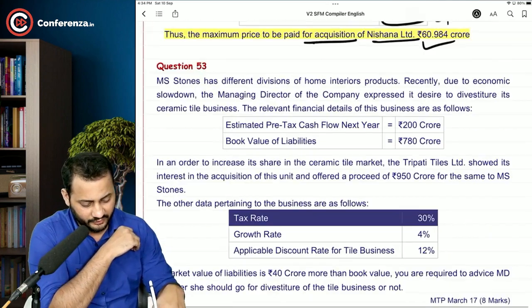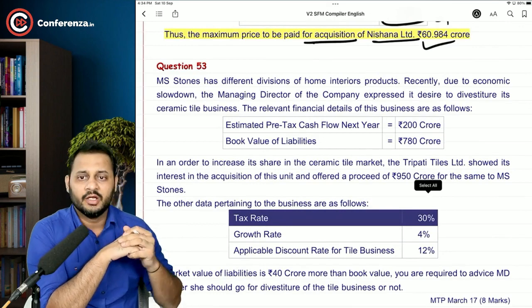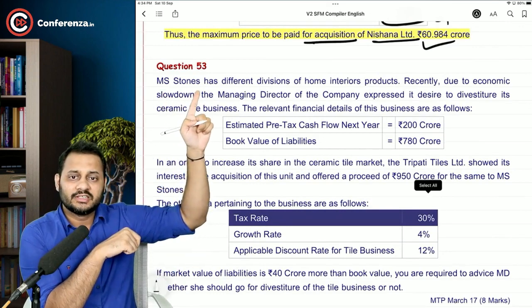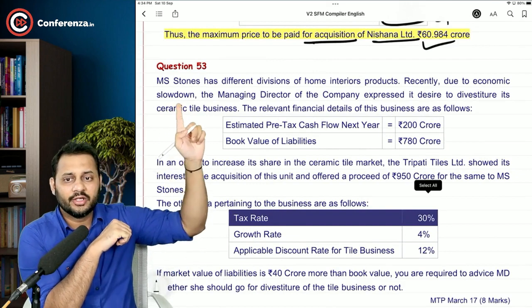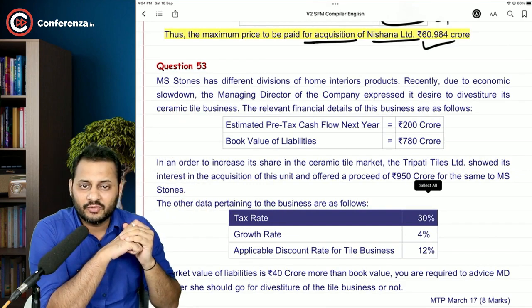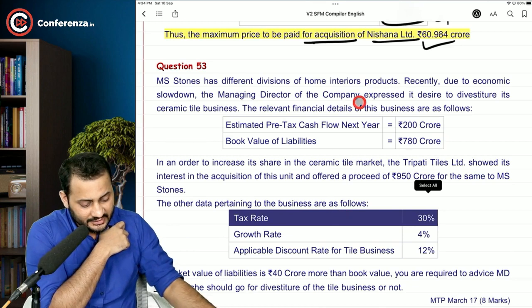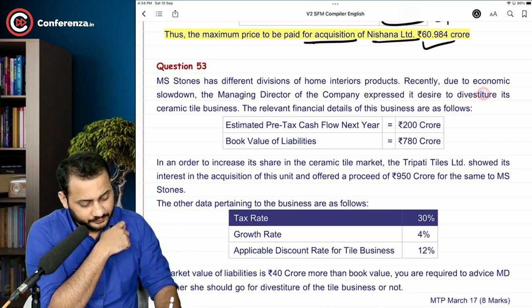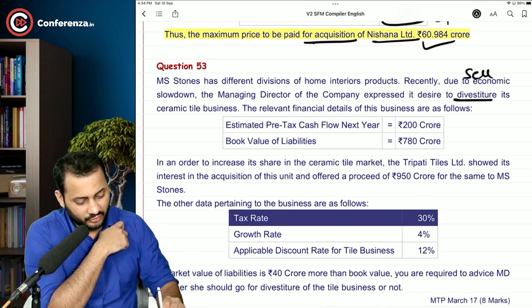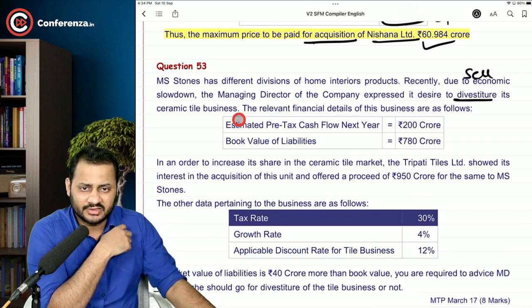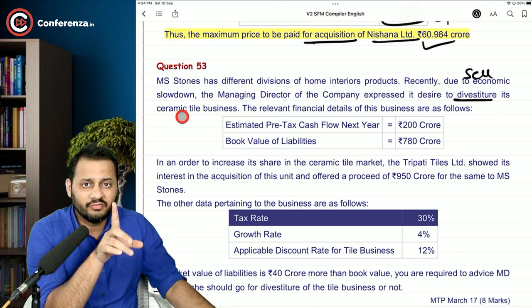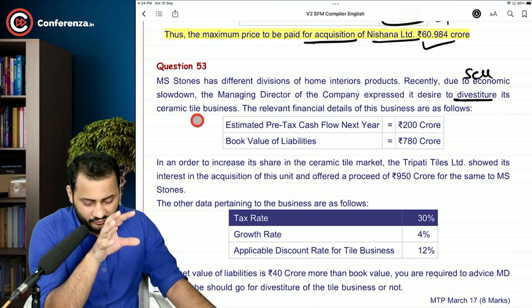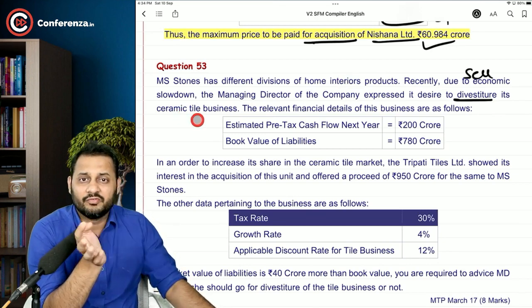Let's come to question number 53. Let's not waste the time. MS Stones has different divisions of home interior products. Recently, due to economic slowdown, the managing director of the company expressed his desire to divest, that is, sell off its ceramic tile business. It has different divisions, and out of that, one of the divisions is ceramic tiles. We decided to sell off this business.